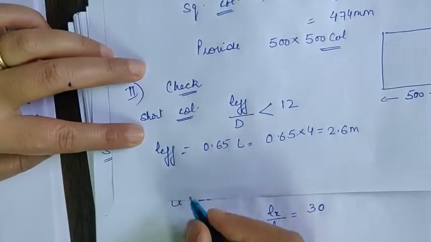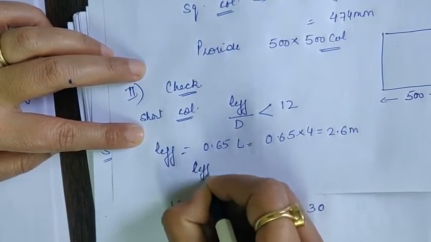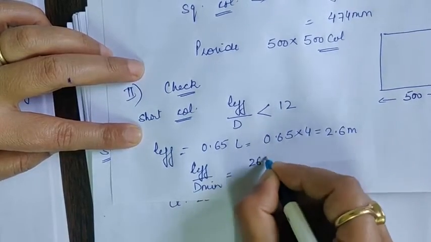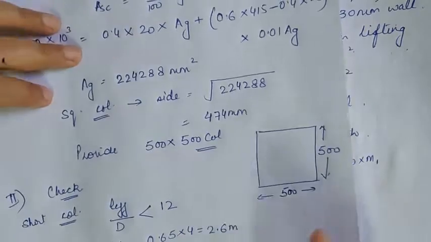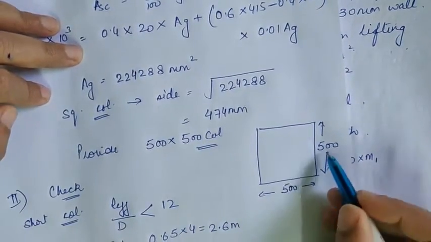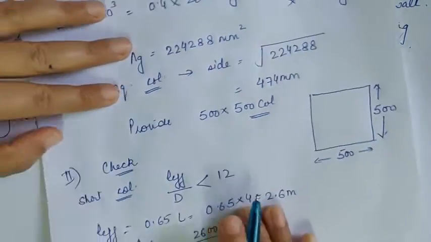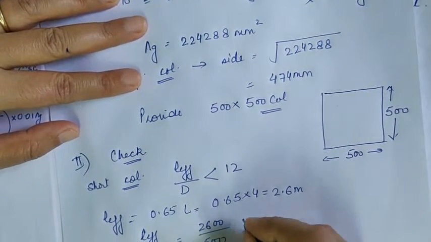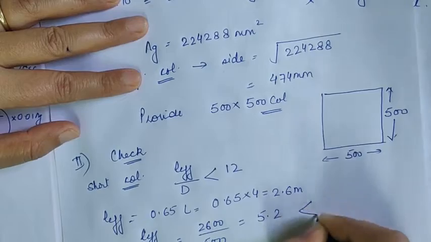So for short columns, we will find out L effective upon D minimum. So it is 2600. Now D minimum has to be the minimum of the two values. Because it is a square column, both the values are 500. We will take the value of 500. So this value is coming out to be 5.2. It is less than 12.